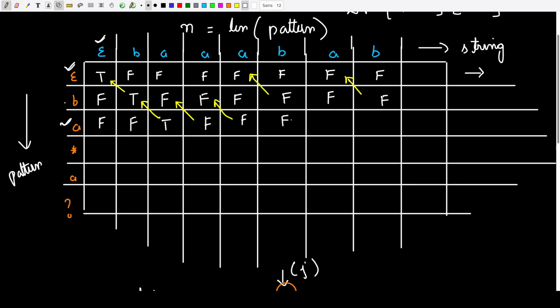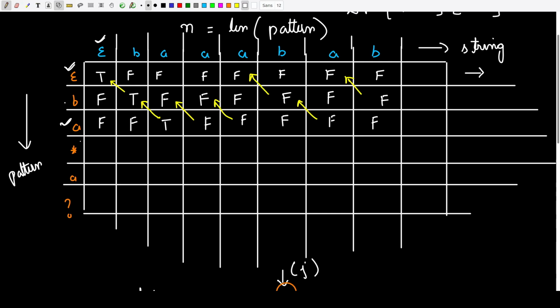Here the pattern does not match, so false. Here the string does not match, so false. And in this case, the character matches, but the i minus 1 and j minus 1 entry is false, because of which it will be false. And false over here.